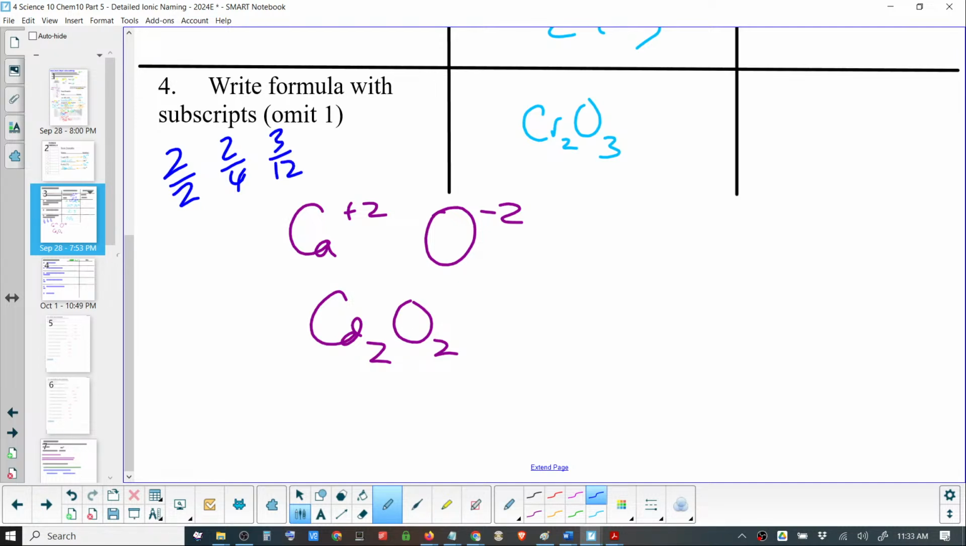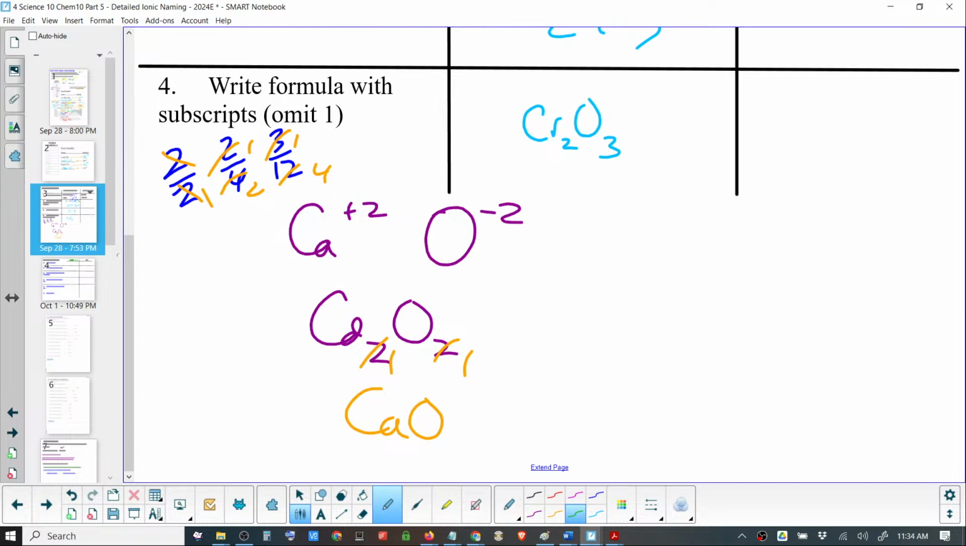So what number did 2 go into? What could we divide into that and get a simpler fraction? 2. So that just becomes 1 and CaO. And same, we would go 1 and 2 and 1 and 4, whatever it is we're doing. It also means you can go backwards.